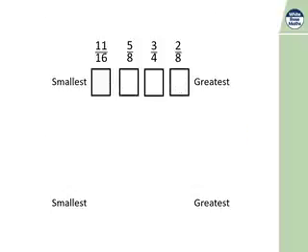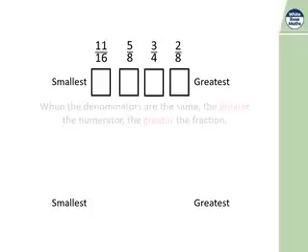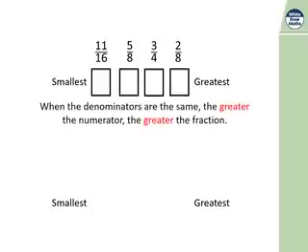Here we're going to use the common denominator. There's our common denominator rule. When the denominators are the same, the greater the numerator, the greater the fraction. However, at the moment the denominators are not the same. But hopefully we can see that the denominators are related to each other, because in fact they're all multiples of 4. We're going to use that to write all of the fractions in 16ths.